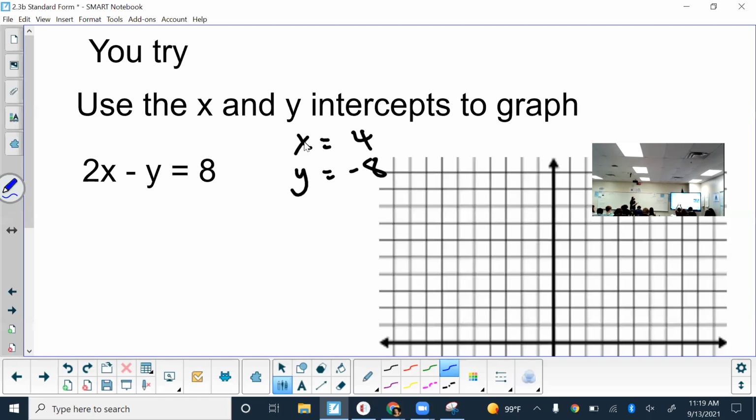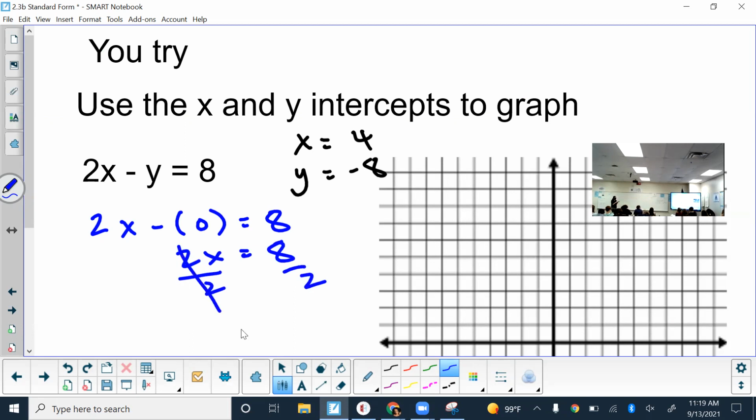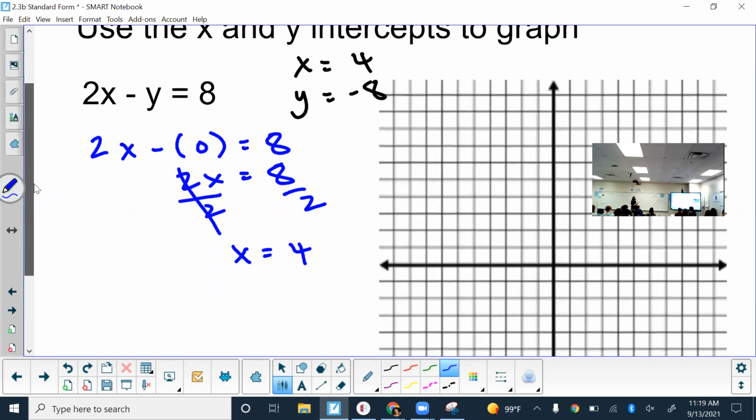If I want to find my x-intercept, what has to be 0? The x or the y? The y, right? And then you're basically solving for the x. What's 2x minus 0? 2x. How do I get the x by itself? Divide by 2. Good, and that's how you get that your x-intercept is 4. And then make sure you plot it on the correct axis.